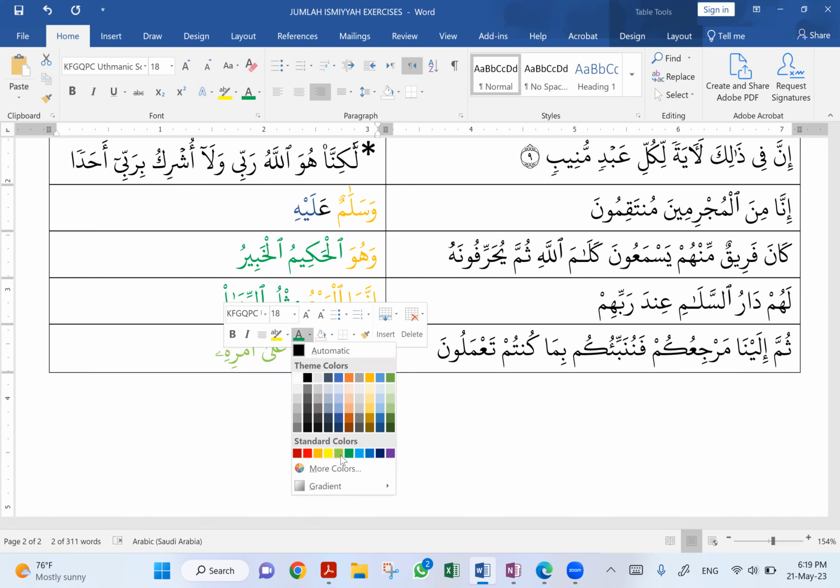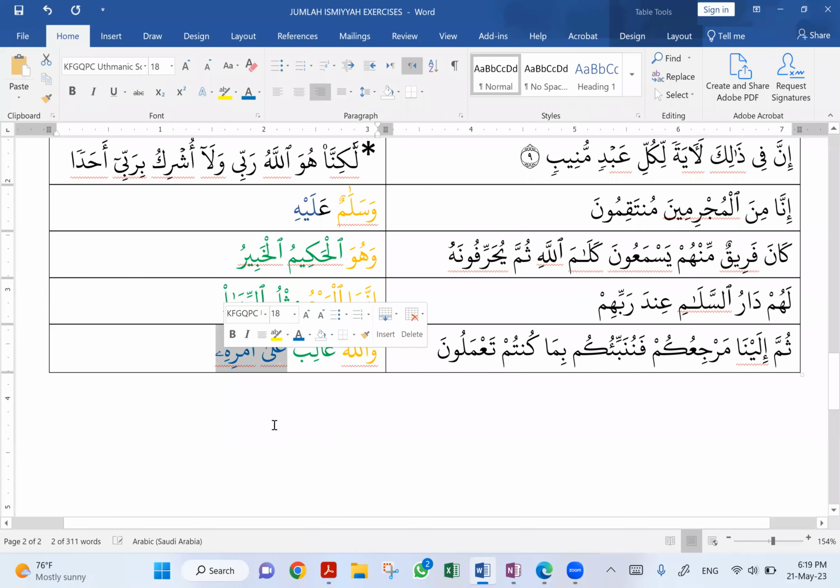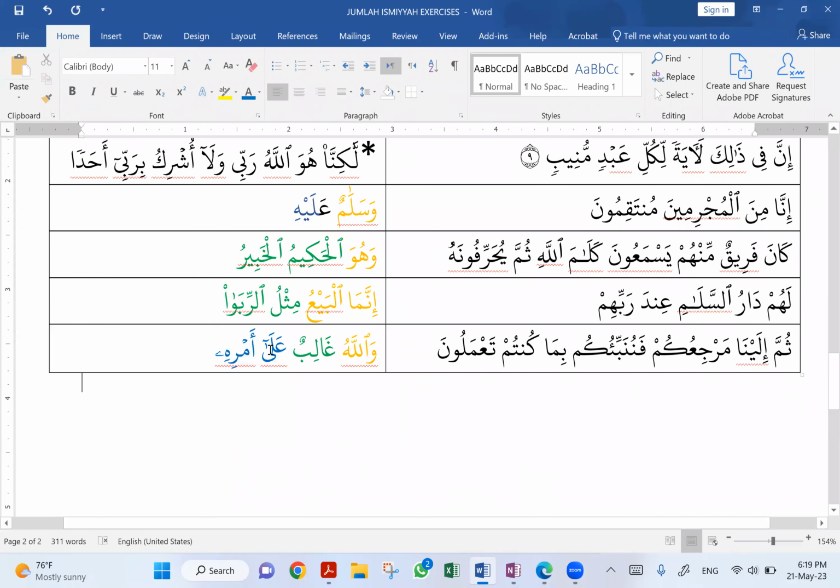Oh, sorry. Can you see? There's this blue. Yes. So harf jar, majroor, mudaf. The he is the mudaf ilayh. So that's one bucket, mutaalliq bil khabar. Right. What kind of a Jumlah Ismiyyah is this? What type is this?